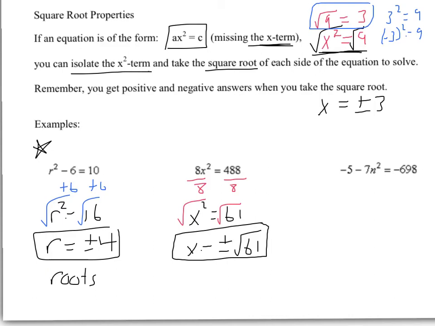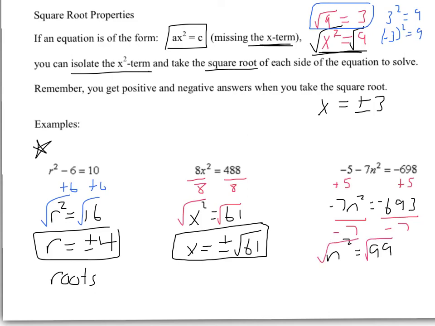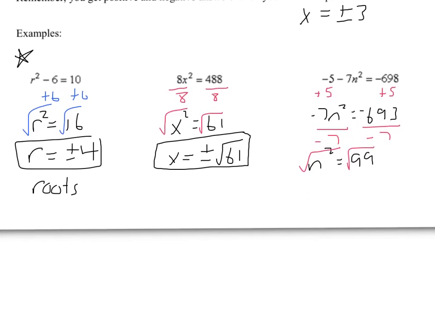Our next one, we would add 5 to both sides and get negative 7n squared equals a negative 693. We would divide both sides by negative 7, and n squared equals a positive 99. We would root both sides to undo the square, which would give us n equals a plus or minus root 99.